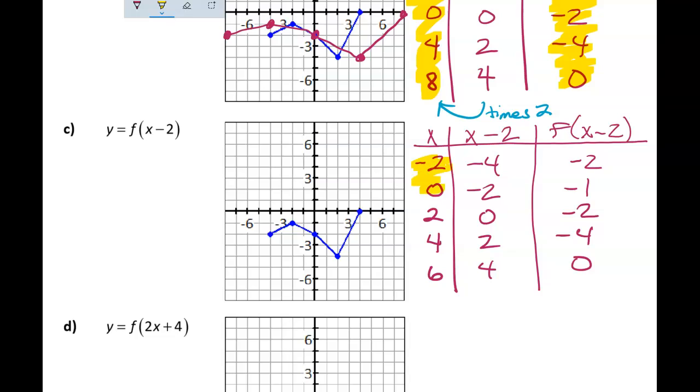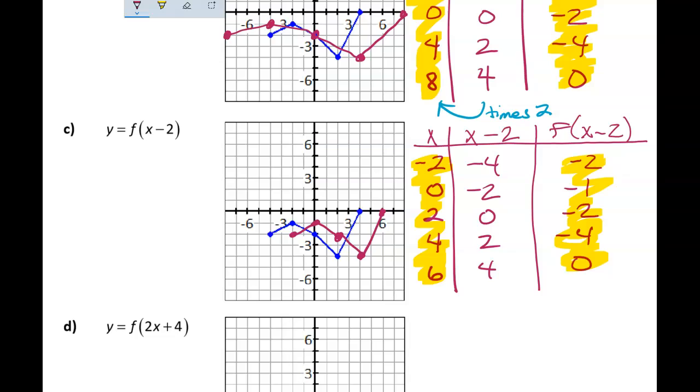Again, we are graphing the ordered pairs, input and output, the very first and last columns. So we have (-2, -2), (0, -1), (2, -2). That's what we have so far. (4, -4), and (6, 0). So this one was a translation 2 units to the right. And we can kind of get the idea about why you have to translate right, even though it says x minus 2. We're undoing that operation. We're adding 2 to the x values, which is why we head in the rightward direction.